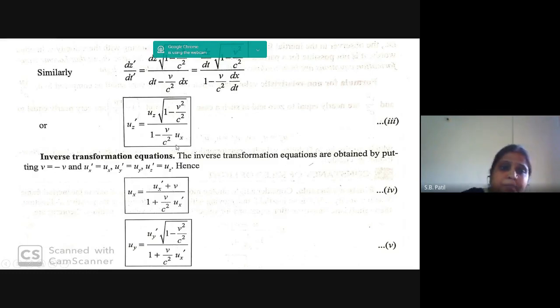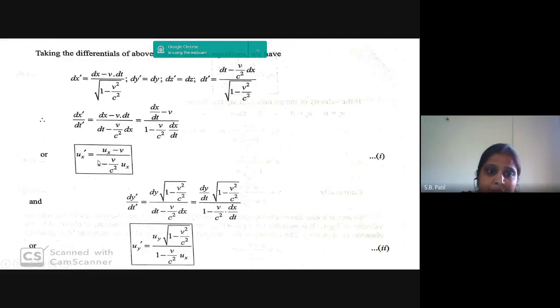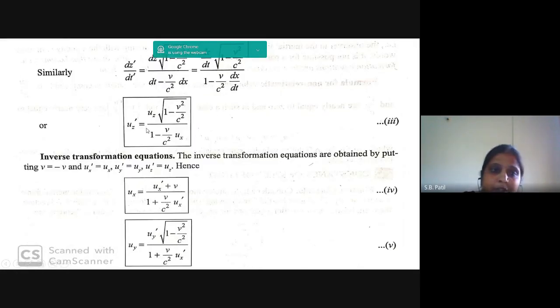These are the relativistic addition of velocity formulae in the case of the Lorentz transformation equations. That means we got three formulae: ux prime is equal to (ux − v) upon (1 − (v/c²) ux). Then uy prime is equal to uy into the square root of 1 minus v²/c² upon 1 minus (v/c²) ux, and uz prime is equal to uz into the square root of 1 minus v²/c² upon 1 minus (v/c²) ux.